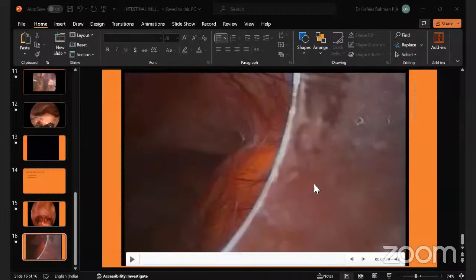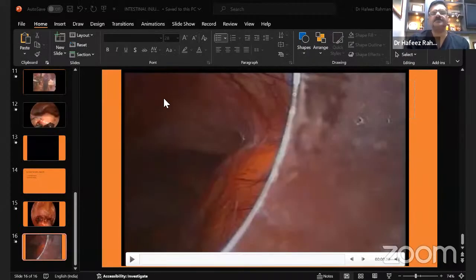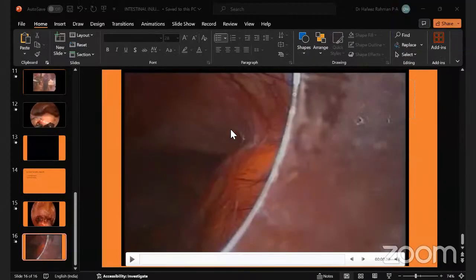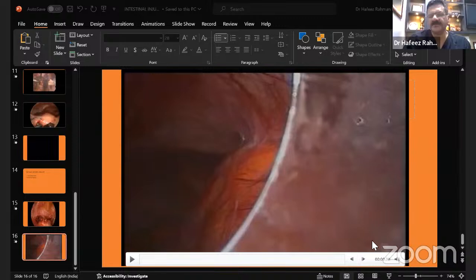Can you allow the sharing? Sir, it is already allowed. Just share the screen. Yes, sir. Okay, done. Sir, just go to first slide and make it full screen.